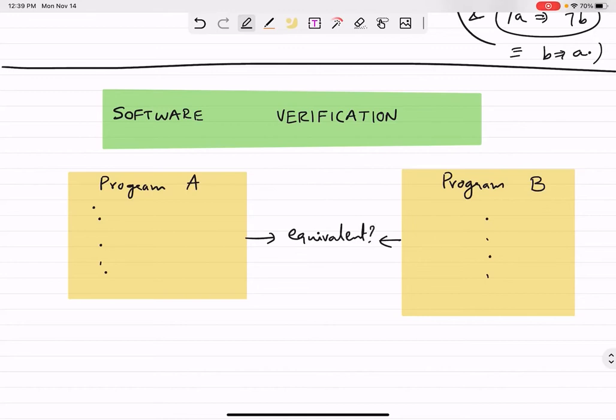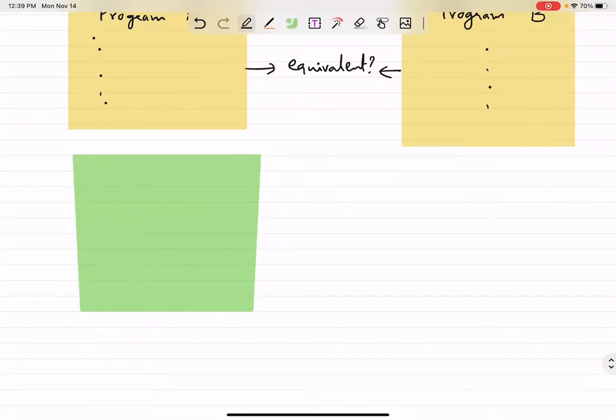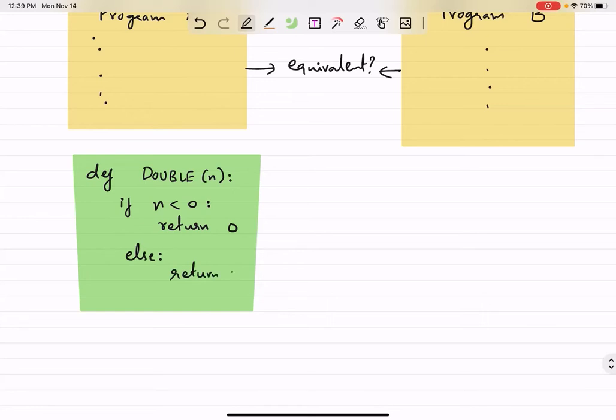Meaning, are they performing? Do they have the same input-output behavior? For instance, let's say I have one program which says, okay, maybe it's def, let's say, we are only going to do this for positive numbers. Okay, so this is program number one.